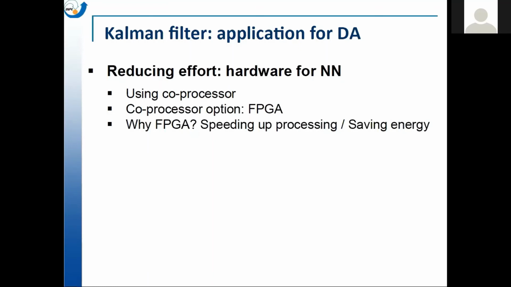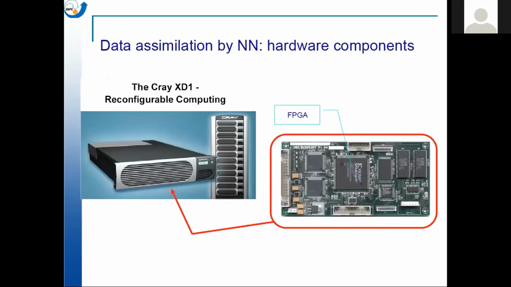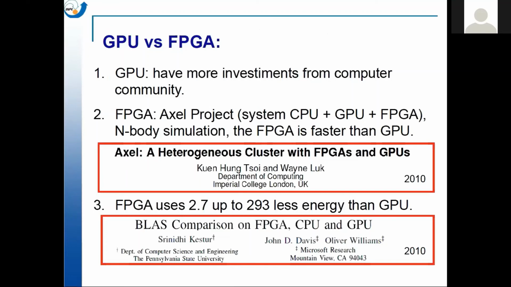But also FPGA, because we're trying to save energy here. And we're using the Cray XD1 that we have, with different nodes inside of this computer. We have 2 CPUs and 1 FPGA embedded in the same processing node. And here is our FPGA, and we have some applications using the FPGA.